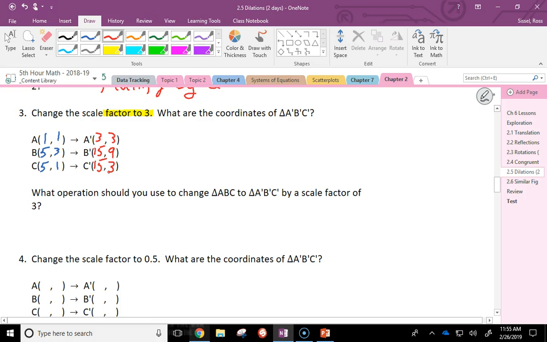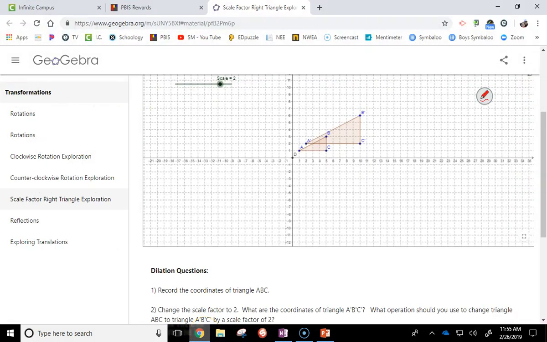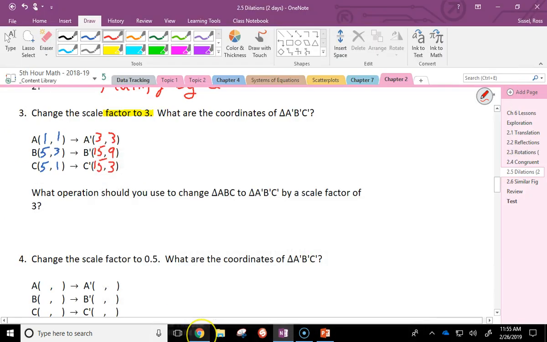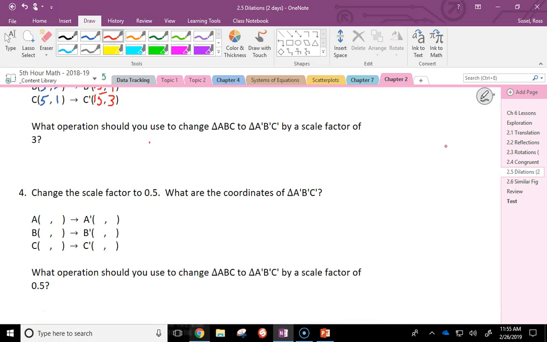So all we did there was you take every coordinate and you times it by your scale. If we look here, I physically go ahead and change that, and we can check. Yeah, it was (3, 3), (15, 3), (15, 9). It matched up with everything that we said it should be. So, obviously, we multiplied by 3.